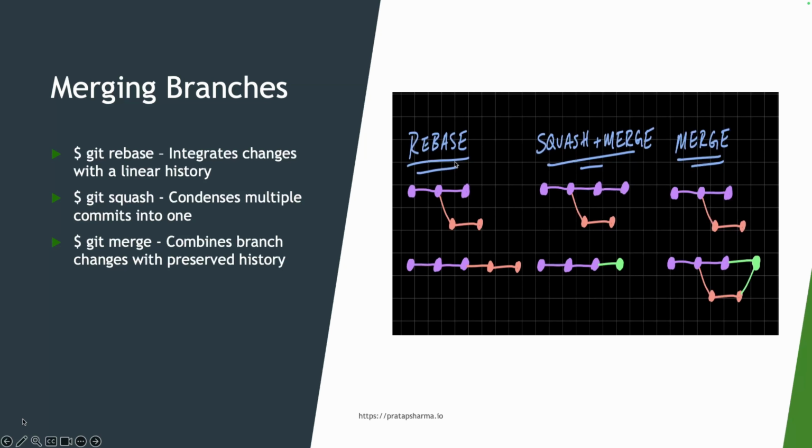So in my opinion, we should use a rebase if we want to have a linear history. But if all those 9 or 10 commits don't really make sense, then we can condense them to a single commit. And also if we want to preserve the history of the branch, then we can use merge.